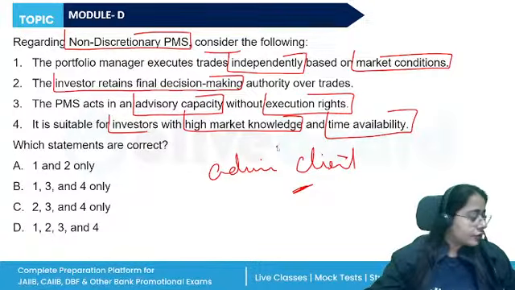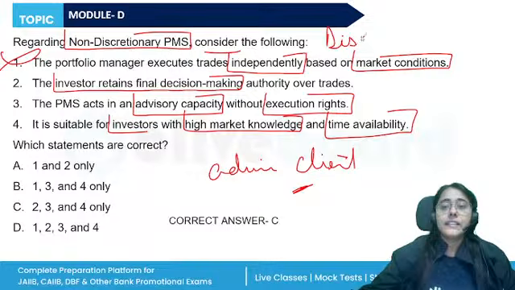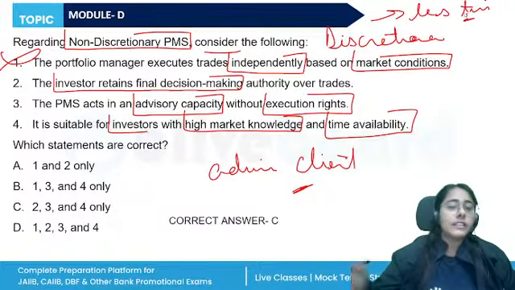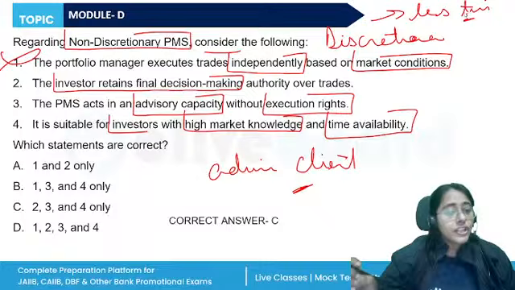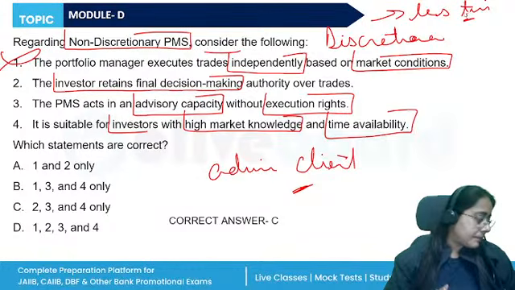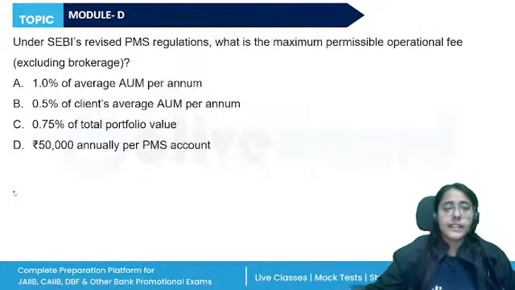The correct answer should be C, 2, 3, and 4. The portfolio manager executes trade independently. This is the discretionary portfolio management services. Discretionary would be for those investors who have less time and less knowledge about the market. Non-discretionary would be for those who have time and they have market knowledge. They just want advice from the manager. Okay, so 2, 3, and 4 are correct, and statement 1 is incorrect.